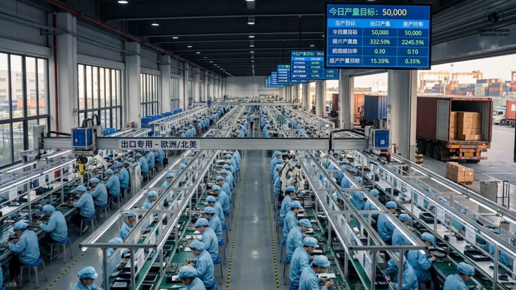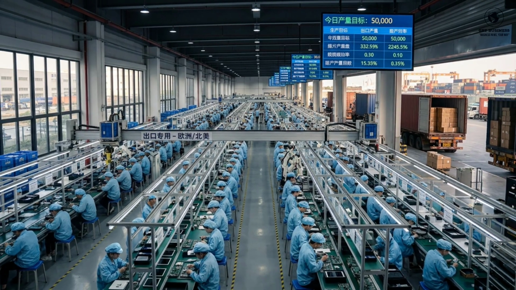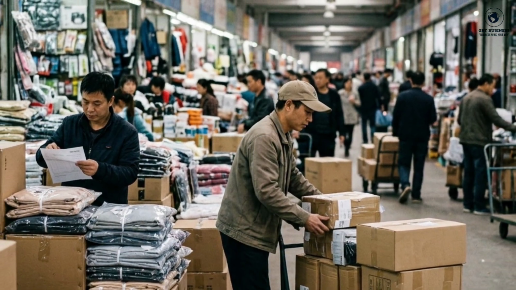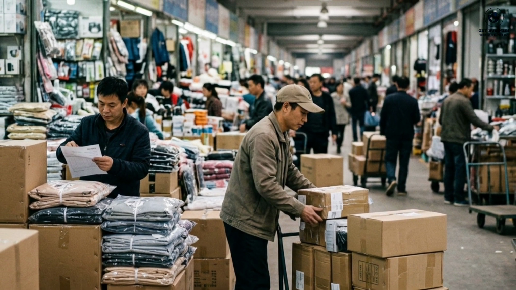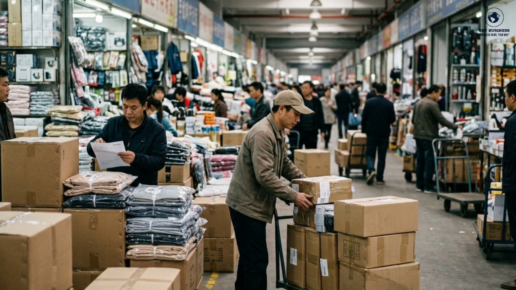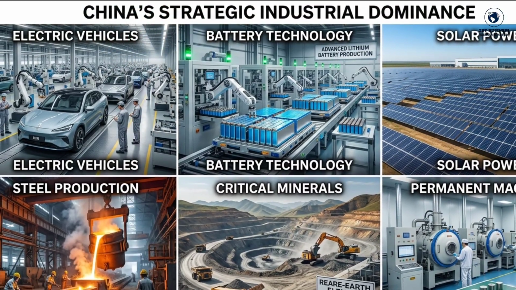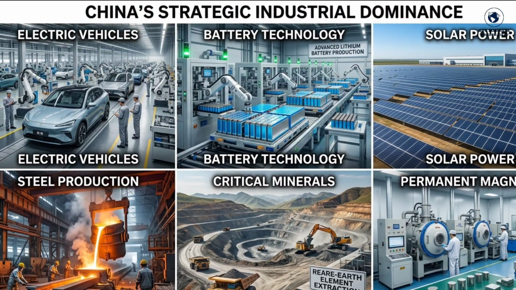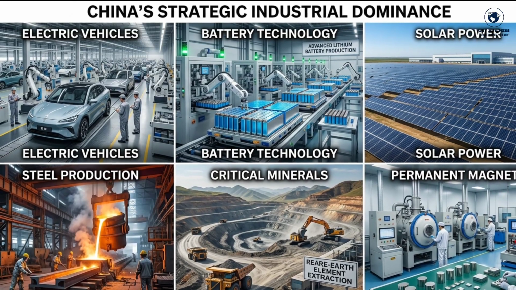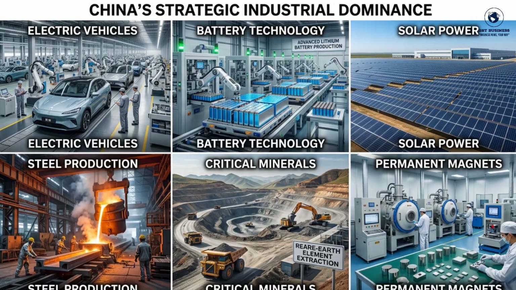There, large factories, state support, cheap financing, strong supply chains, and export focus have made production massive. Earlier, the world considered this an advantage. China made cheap goods, the world bought them, inflation remained under control, and consumers got affordable products. But now the matter is not limited to just toys, clothes, or electronics. Now China is dominant in strategic sectors like EVs, batteries, solar panels, steel, critical minerals, and permanent magnets.